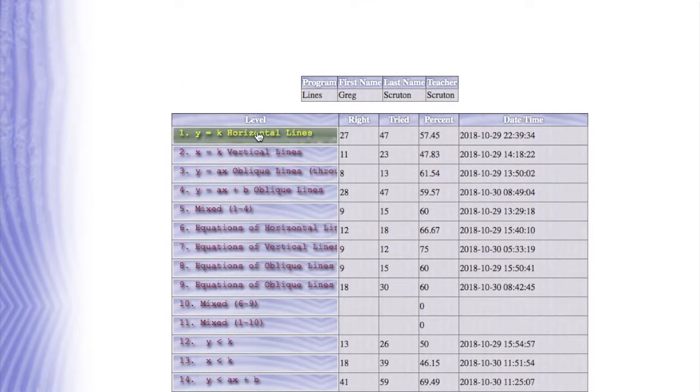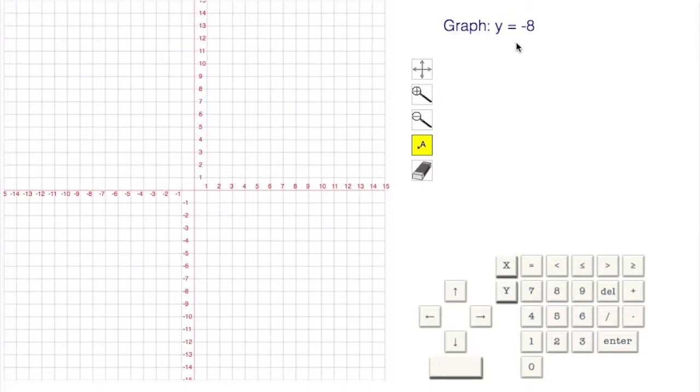We're going to go to the lines program, and starting with the first level, there's a whole bunch of levels. First one, graph y equals -8. You've got all these different buttons. When you're being asked to graph, automatically the points are on, right? So you can draw some points, and if you draw 2 points, it defines a line.